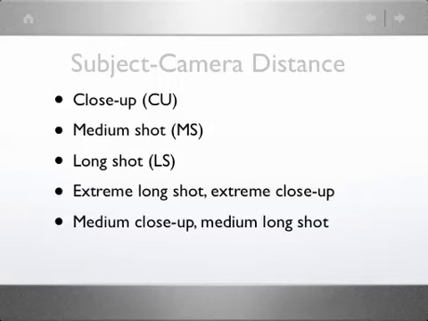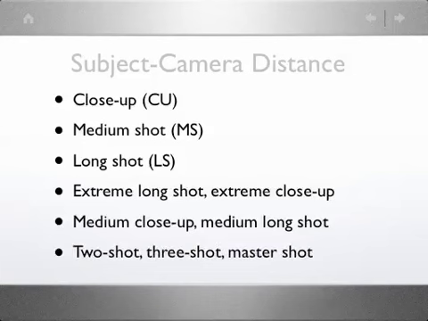Very similar idea with the medium long shot. A subject camera distance that shows a little bit more than what a medium shot would show, but a little less than what a long shot would show. Then there are a couple different types of shots that relate to subject camera distance and have labels that are important to know and that you'll find constantly in analyzing films.